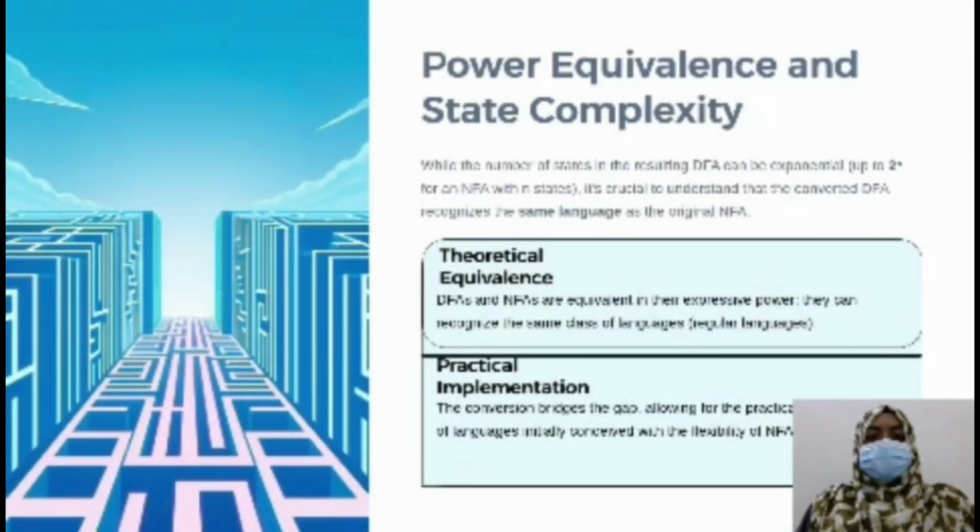Power equivalence and state complexity. Now I will explain power equivalence and state complexity. Theoretically, NFA and DFA are equally powerful. Both can recognize the same type of language, called regular language. But in practical implementation, DFA is easier to use and implement. However, when we convert an NFA to a DFA, the number of states may increase. This increase is called state complexity.